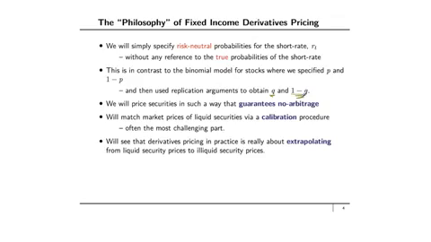So just summarizing here, the philosophy of fixed income derivatives pricing is not to focus on the true probabilities, but to go directly to risk neutral probabilities. Do your pricing in such a way that guarantees no arbitrage. Once you do that, we'll then pick the unknown parameters in the model so that model prices will match market prices. That's the calibration exercise. And that is how we will price fixed income derivatives in practice.